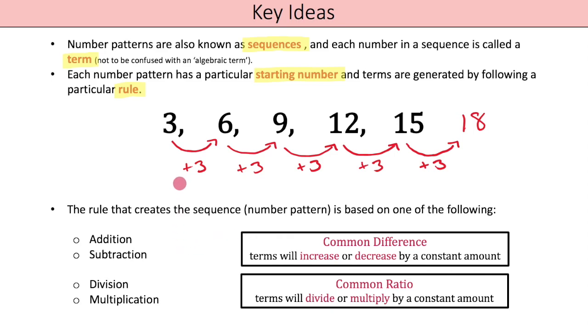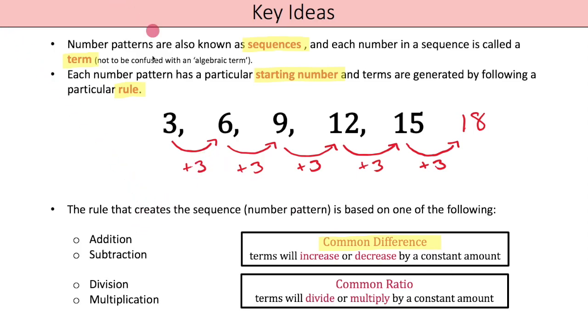Let's keep reading to get some more information. So I'm going to grab my highlighter here. The rule that creates the sequence number pattern is based on one of the following: addition or subtraction, or division and multiplication. So when it's addition or subtraction, what we say is that there's a common difference. So terms will increase or decrease by a constant amount. And as you can see here, it's quite clear that we have a common difference. In this instance, we're adding, so we're going to have a common difference.